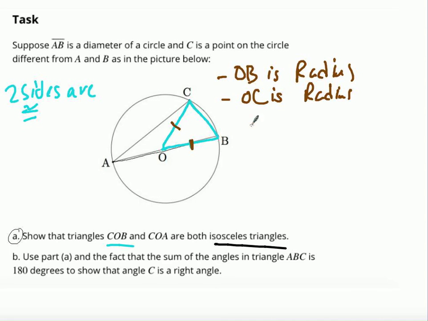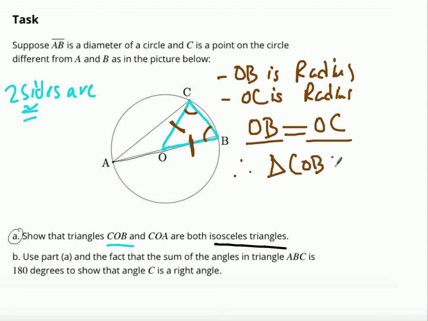Now, if they're both radii, and we know the radii are equal, we can say that OB is equal to OC. So this side is congruent to this side, and then this angle is going to be congruent to this angle. We already know that OB is congruent to OC. Therefore, we can say that triangle COB is isosceles. That's how we show that COB is isosceles.